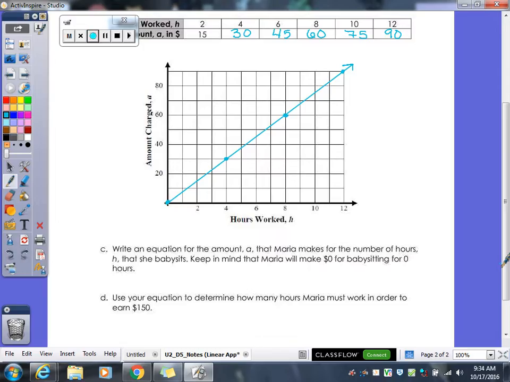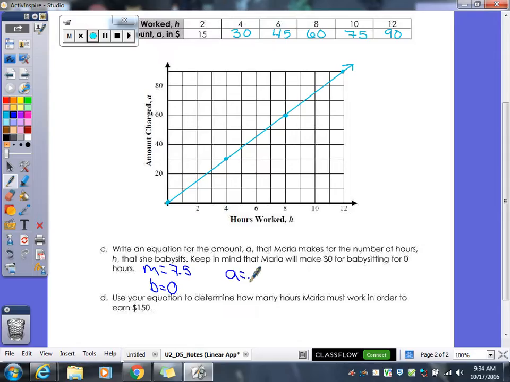So part C, they want us to write an equation for the amount A that Maria makes for the number of hours H that she babysits. Keep in mind that Maria will make $0 for babysitting 0 hours. So what are our 2 things we need to know? What's our slope? We already calculated up in the beginning. 7.5. What's our B? 0. It's at 0 on our graph. They also told us she makes 0 for babysitting for 0.